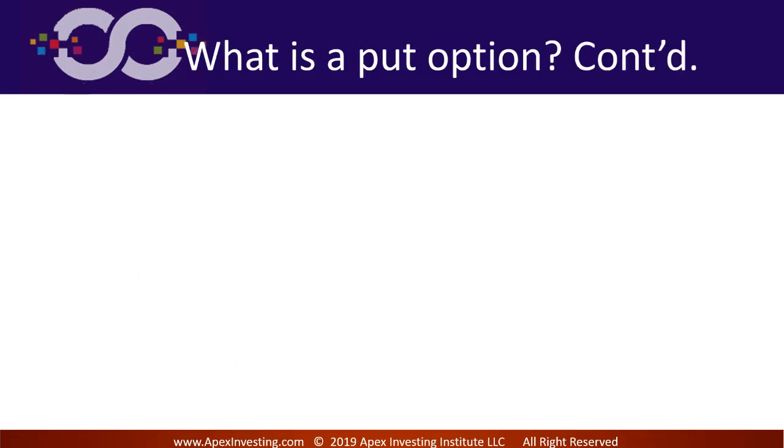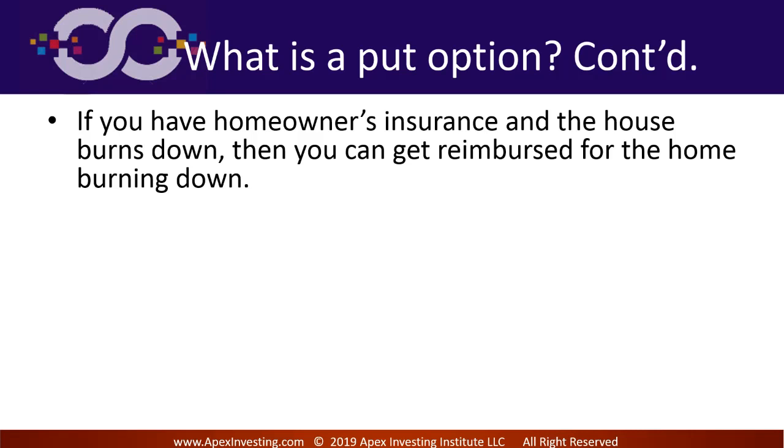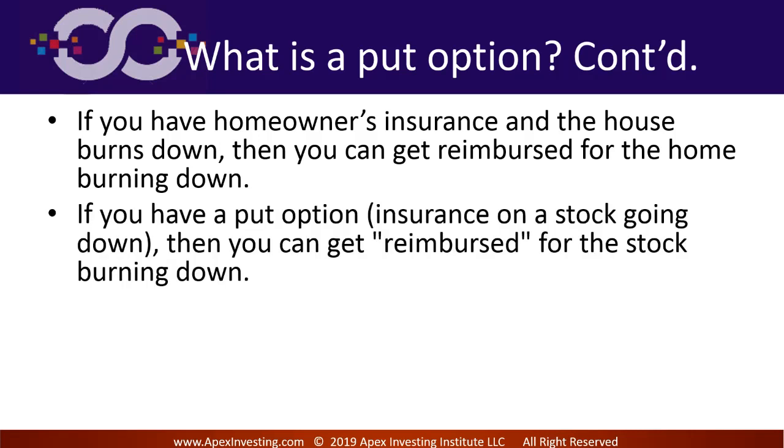Or you can just buy it by itself. Okay? So if you have homeowner's insurance and the house burns down, then you get reimbursed for the home burning down. If you had a put option, insurance on a stock going down, then you can get reimbursed for the stock burning down. Okay?